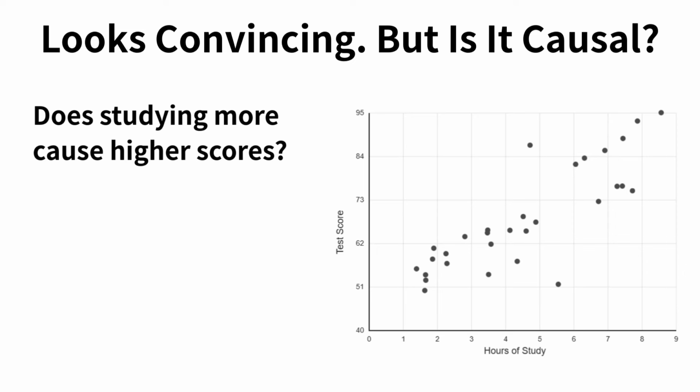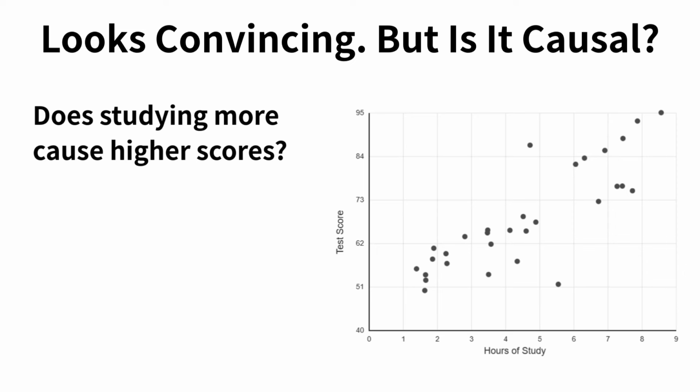This graph shows a relationship, but not a cause. We see that students who study more often score higher, but we don't know why. Maybe stronger students choose to study longer. Maybe students with better support both study more and score higher. Or maybe another factor is influencing both.